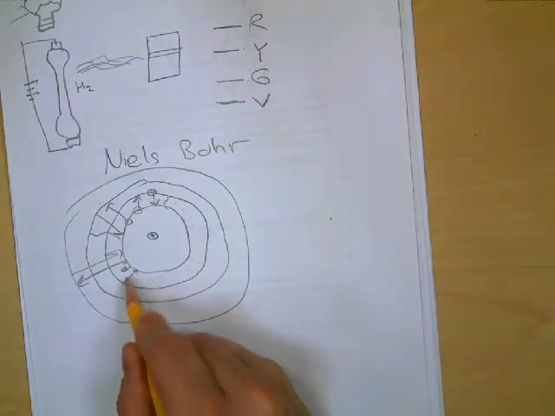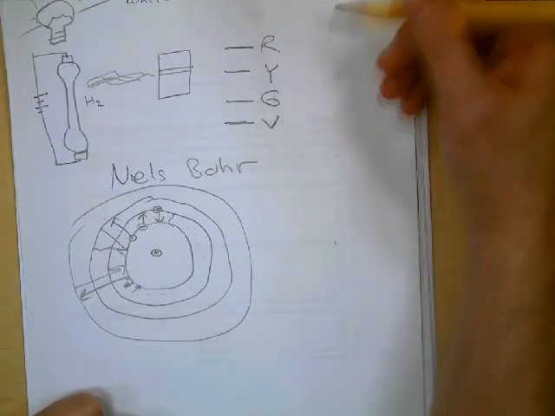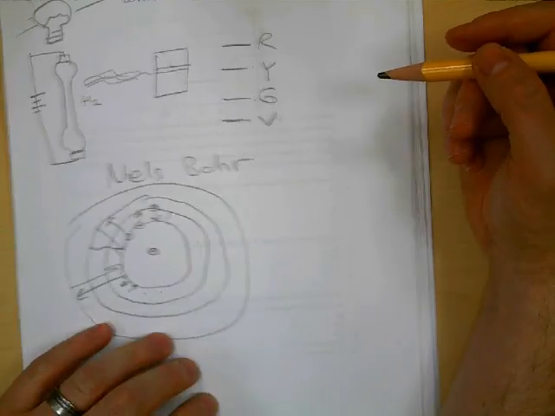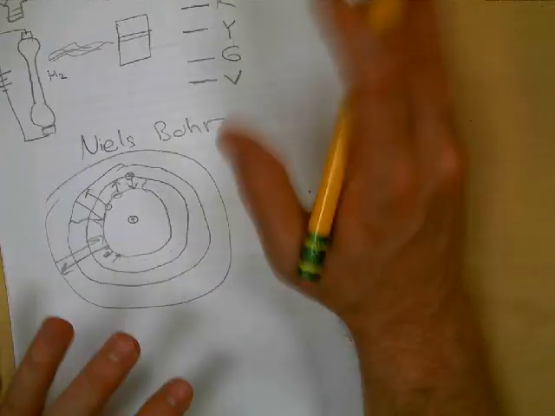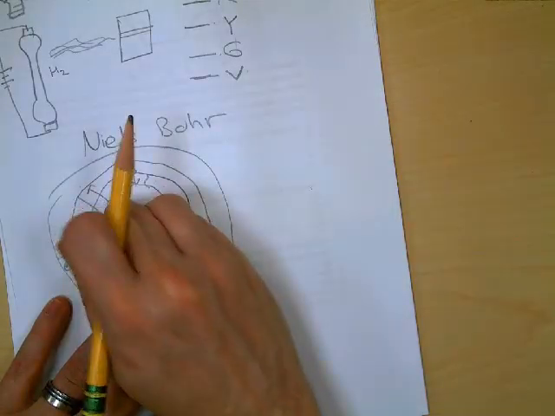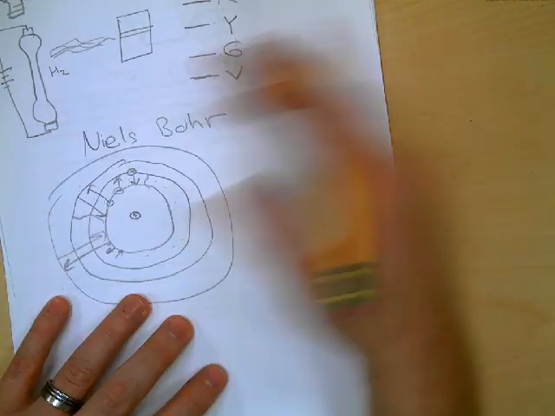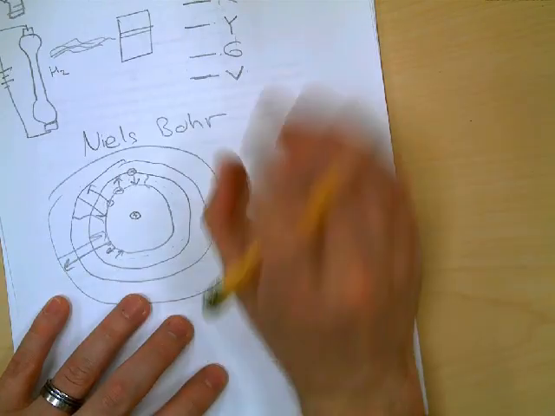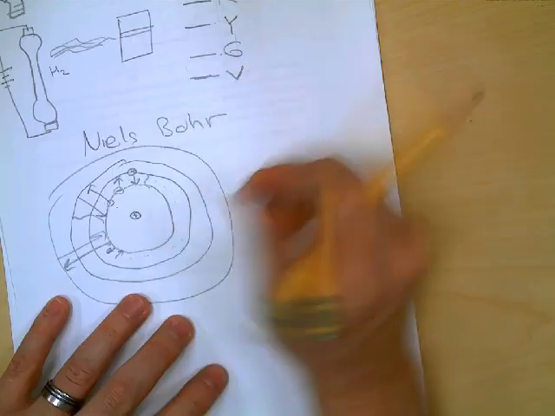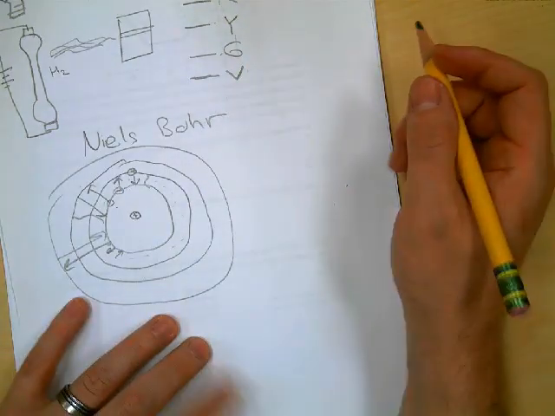This idea that electrons have specific energy, not all of the energy, a specific quantity of energy that they can have, not any quantity of energy that could possibly exist, is the basis for what we call quantum theory.